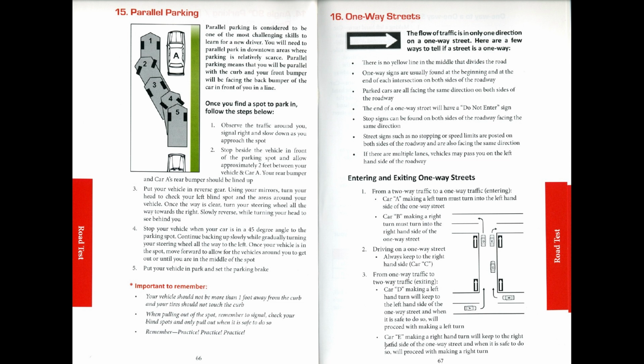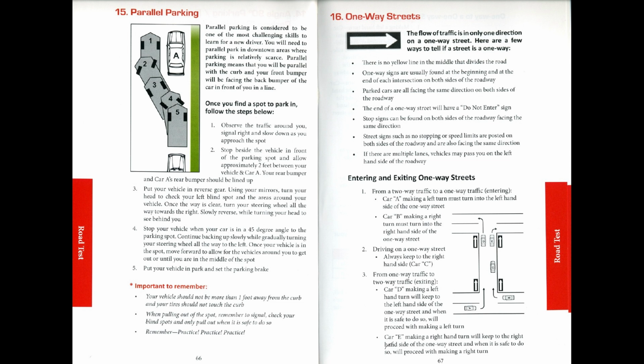Once your vehicle is in the spot, move forward to allow for the vehicles around you to get out or until you are in the middle of the spot. Put your vehicle in park and set the parking brake. Important to remember. Your vehicle should not be more than 1 foot away from the curb and your tires should not touch the curb. When pulling out of the spot, remember to signal, check your blind spots and only pull out when it is safe to do so.